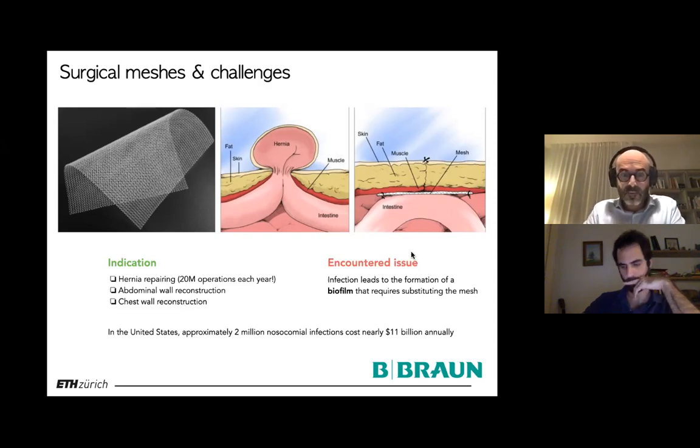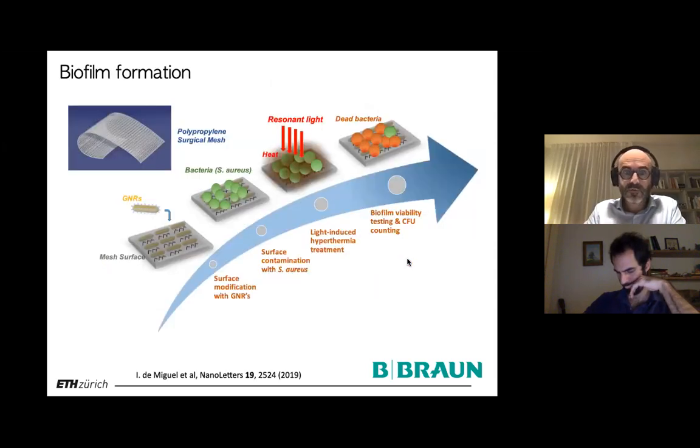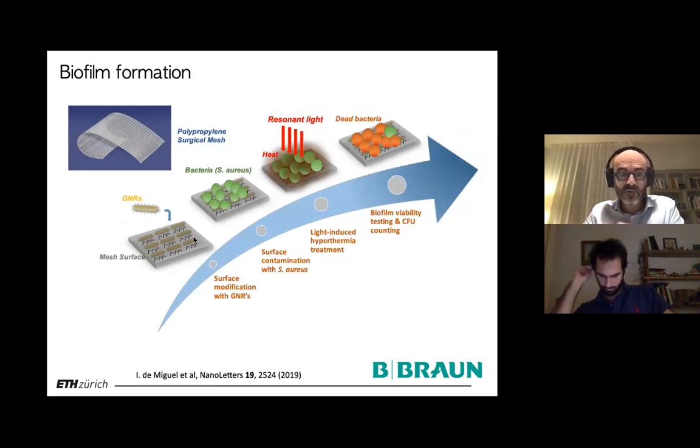And so Braun approached us to see whether there would be a way to solve this issue. The solution we have here is kind of simple. The idea is that you would take one of these polymer meshes and functionalize it properly, in a way to ensure that there are gold nanorods strongly attached at the surface. And ideally you would treat the system from the outside with light, in a way to prevent the formation of the biofilm, to kill the bacteria so they do not develop into a biofilm.